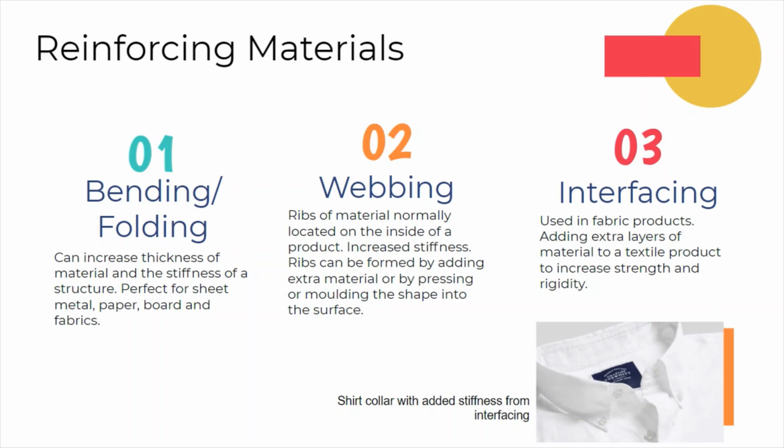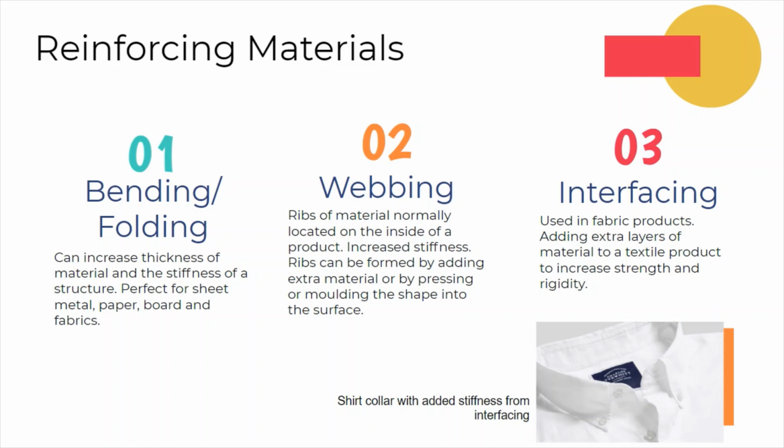Compared to using a stronger or thicker material for the whole product, reinforcement allows just the part of the product that needs greater strength or stiffness to be enhanced. Methods of reinforcing. Bending, folding, and lamination can all be used to increase the effective thickness of material and the stiffness of a structure. These can be used with most sheet materials such as paper and card, metal, and fabrics.